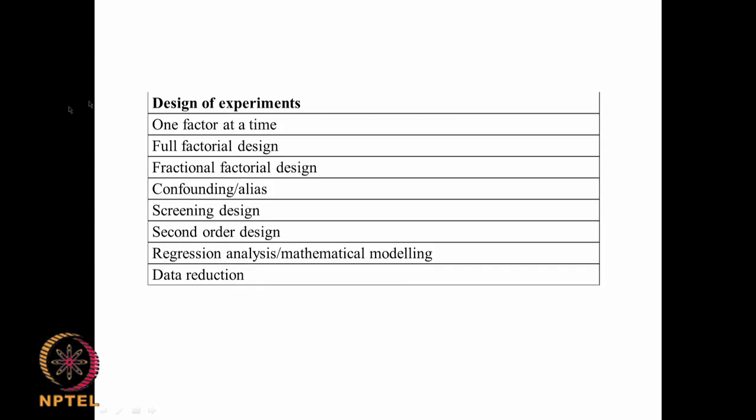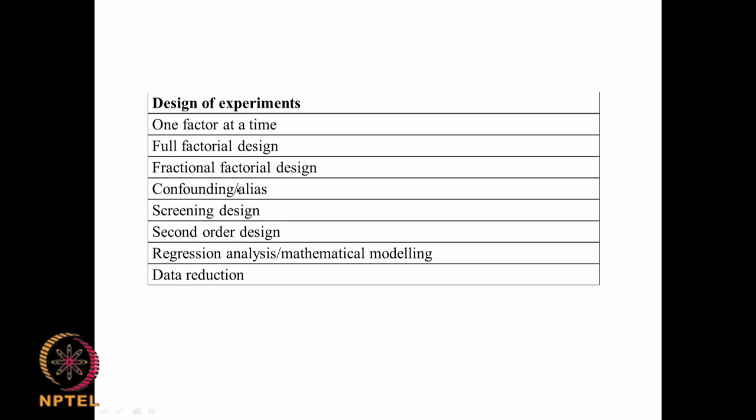Then under design of experiments, we are going to look at one factor at a time. How do I change one factor? If I am changing temperature alone, then after I finish temperature optimization, I go to pH alone. That is called one factor at a time. And then we go into full factorial design, where I am changing many factors simultaneously. Then there is fractional factorial design, where you are doing a fraction of the full factorial design. That means you are cutting down on the experiments.